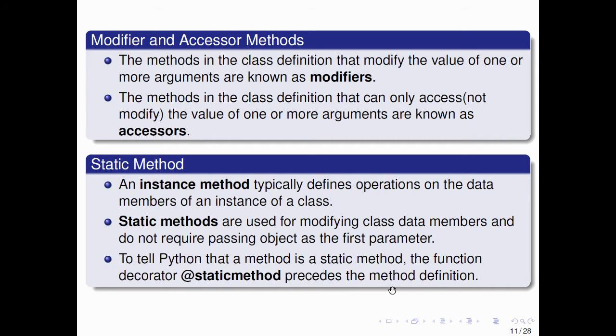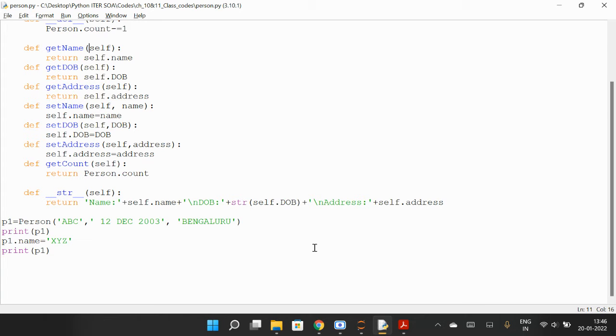So before defining that function or method, you specify this, so Python will understand that you are defining a static method, that does not require passing the object as the first parameter. So I have one example of that.